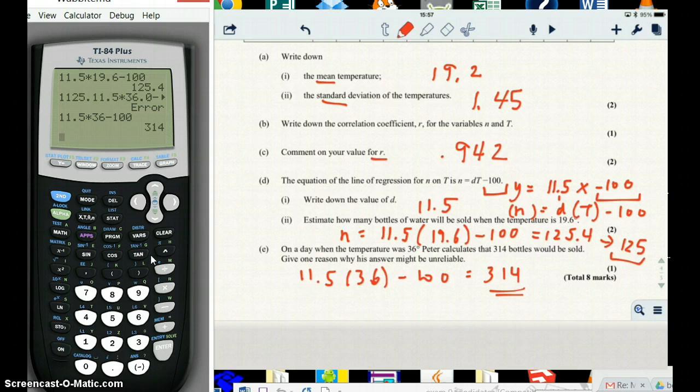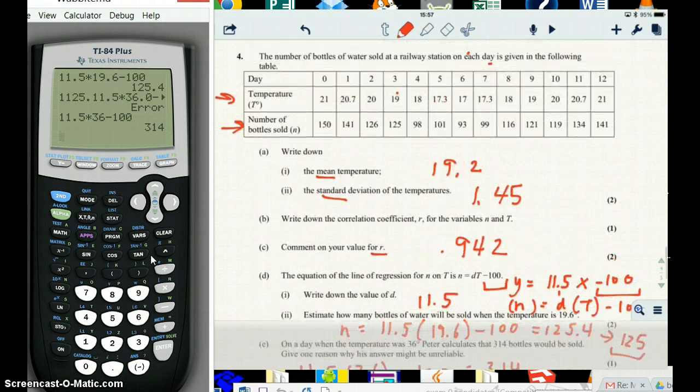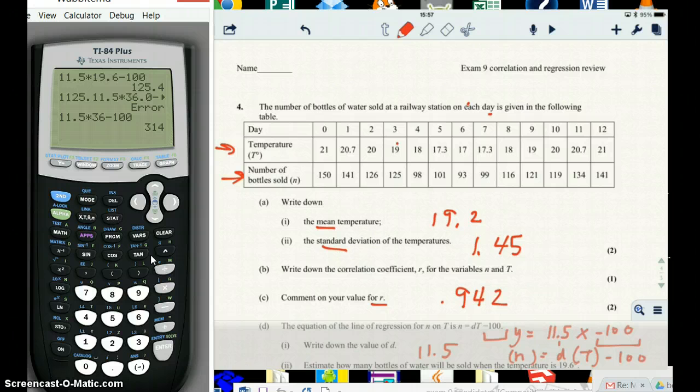So Peter calculated 314 bottles as an estimate, and that's what we get when we use our formula. So why would that answer be unreliable? Not because he didn't use the equation properly. The thing is, it's like the first problem we did. Look at the range of temperatures that we sampled up until now. The lowest temperature is like 17, and the highest temperature is, let's see, is it 20.7? 21? 21 is the highest, right?